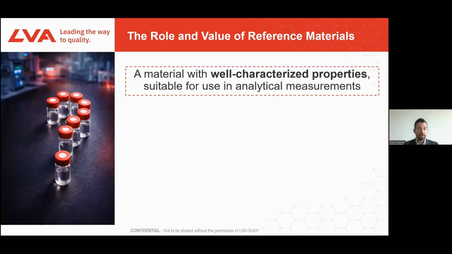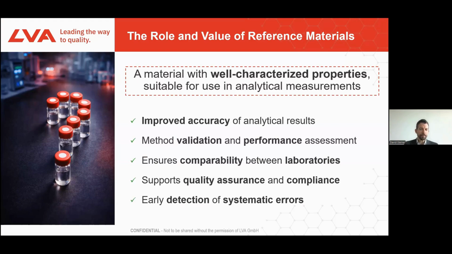So what exactly do we mean when we talk about reference materials? In very simple terms, a reference material is a material with well-characterized properties that can be used in analytical measurements. But their value goes far beyond just being a defined material. They are actually essential for ensuring the accuracy of our analytical results and also for validating that our methods are actually performing as expected. In addition, they also allow us to compare results between different laboratories, which is especially important in regulated areas such as the food safety area.